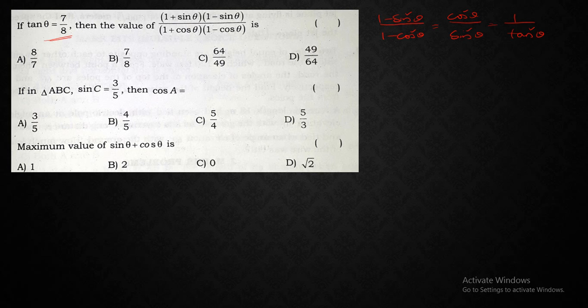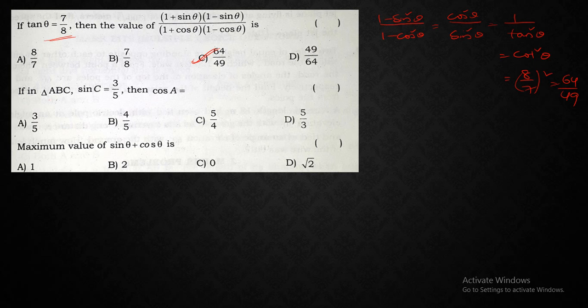So clearly this is nothing but 1 by tan square theta. We know tan theta value, no? So I can write this as cot square theta. So tan theta is 7 by 8, cot theta will be 8 by 7. So 8 by 7 whole square, which is nothing but 64 by 49. So answer is 64 by 49.